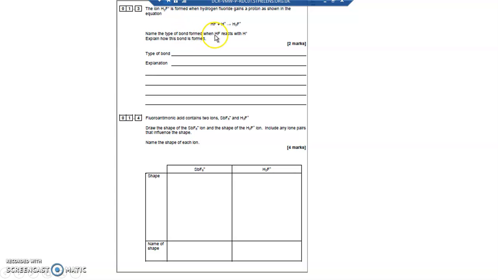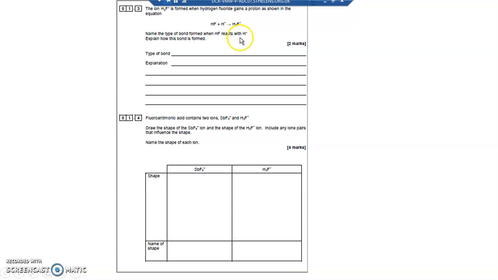Name the type of bond formed when HF reacts with H+. Well, what is a H+? A hydrogen atom, before it's gained a plus charge, has got a proton number of 1. It's got 1 proton and 1 electron. Now it's become 1+. It hasn't got any electrons at all. It's just a proton. That's all it is. So how can it form any kind of bond if it's got no electrons?